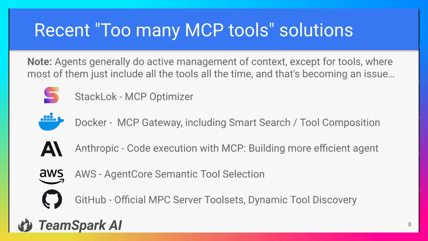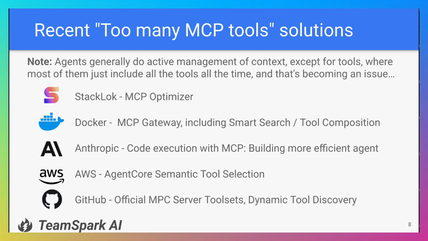AWS Agent Core has a feature called Semantic Tool Selection. They have these super high scale agent systems that have thousands and thousands, or maybe I think in one case tens of thousands of tools. And so they obviously can't put all those into the context of an agent and a model. So they have a technique there to do semantic tool selection.